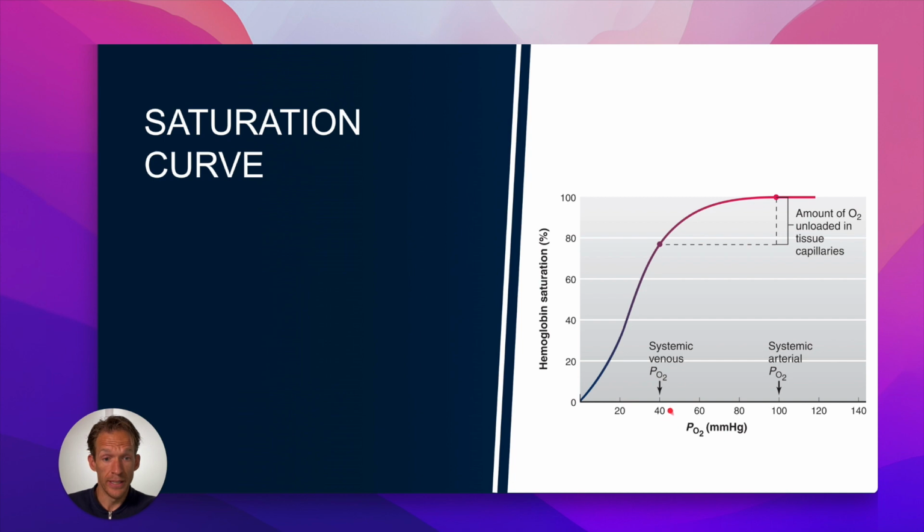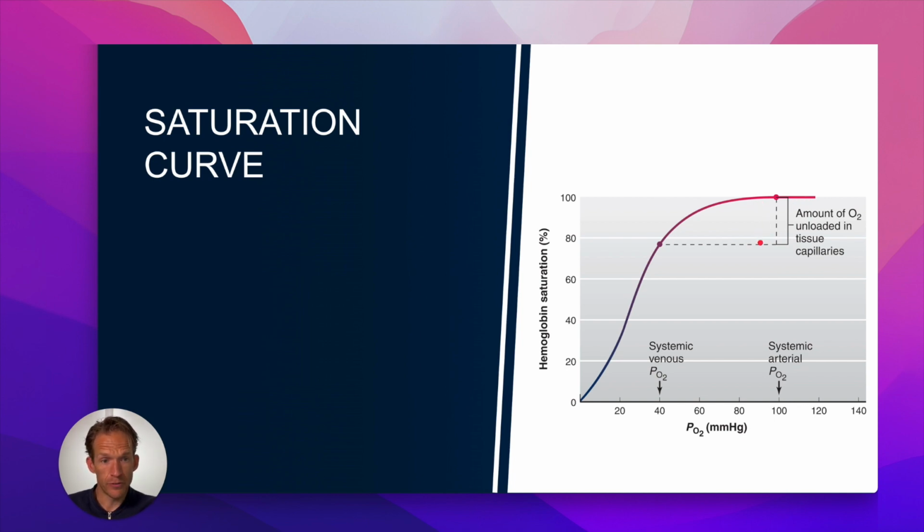Around a PO2 of 40, which is the default value for venous content, the saturation is just below 80 roughly. If you look at the PO2 in the arteries, usually around 100, the saturation is close to 100%. What you also see from this graph is that increasing the PO2 even further is not going to increase the saturation, because of the S-shaped curve.